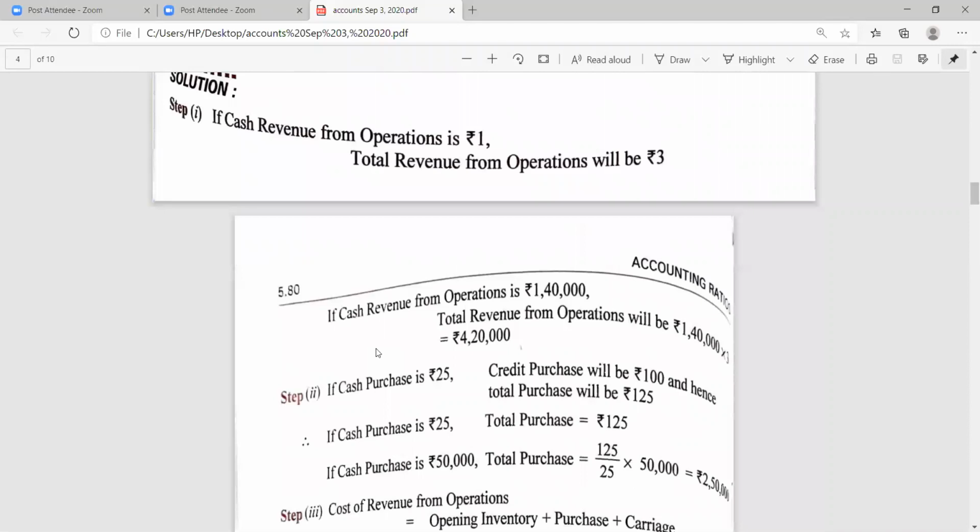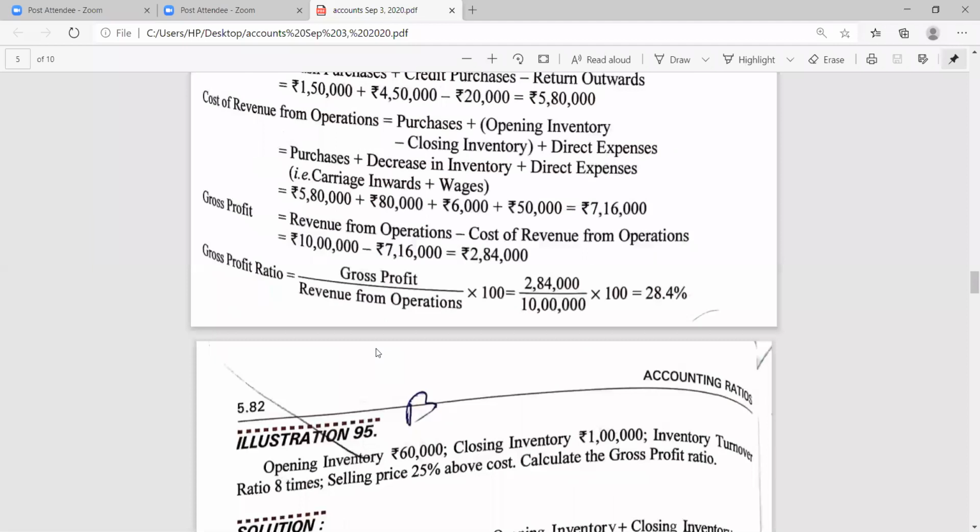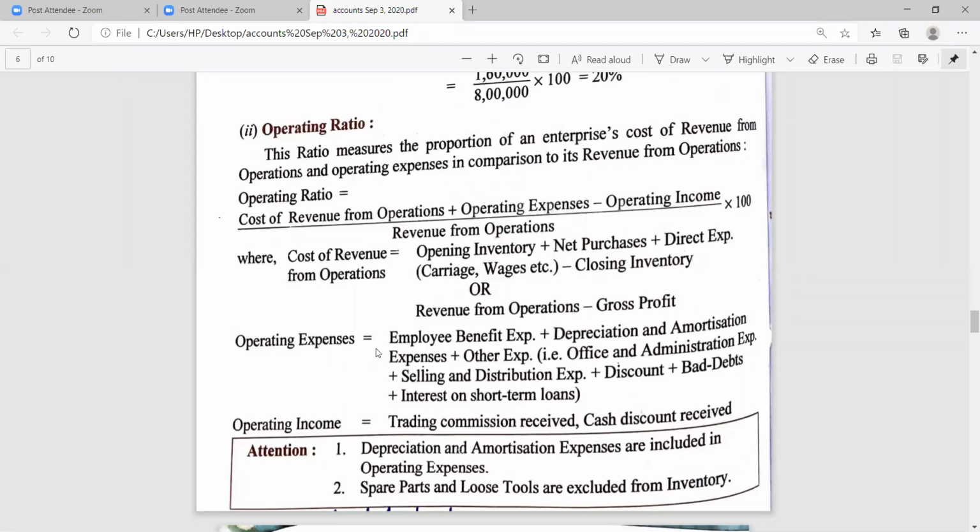I'm just moving ahead with the operating ratio. Now, the question arises, what is the operating ratio? This ratio measures the proportion of an enterprise's cost of revenue from operations and operating expenses in comparison to its revenue from operation. So operating ratio is equal to, it is not operating profit ratio, please mind it, it is operating ratio: cost of revenue from operation plus operating expense minus operating income, upon revenue from operations, into 100.